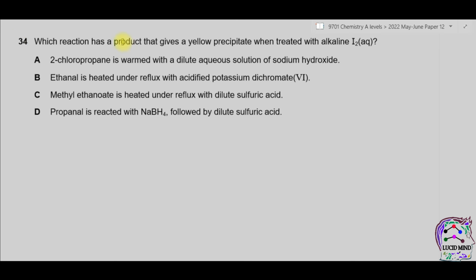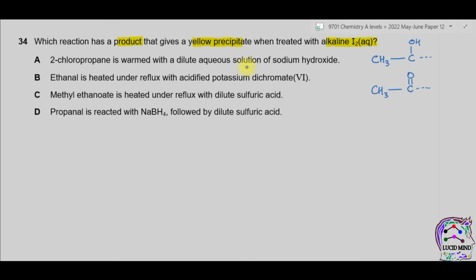Question 34. Which reaction has a product that gives a yellow precipitate when treated with alkaline aqueous iodine? Now for a yellow precipitate, there must be a CH3 group present in the reactant, and there are two possibilities of types of reactants. It can either be a secondary alcohol, or it can be an aldehyde or a ketone having CH3 directly attached to the carbonyl carbon. If CH3 is directly attached to the carbon having OH in a secondary alcohol, or this one, then only a yellow precipitate is formed as a product.